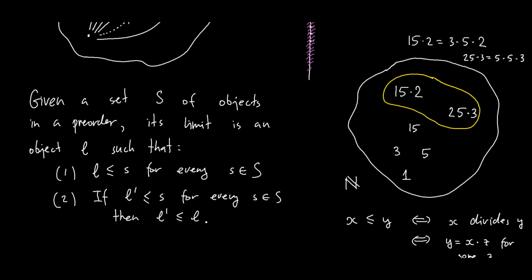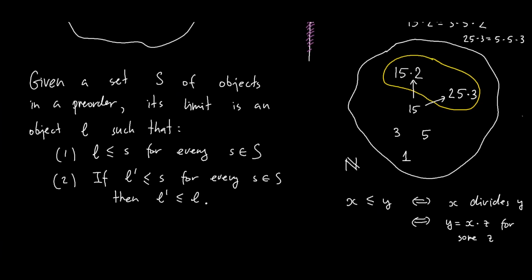Now, which number is largest among all of these? Well, of course, it's the largest common divisor, right? So this is usually called greatest common divisor. So the limit, in other words, will be the GCD of all the numbers in your set.